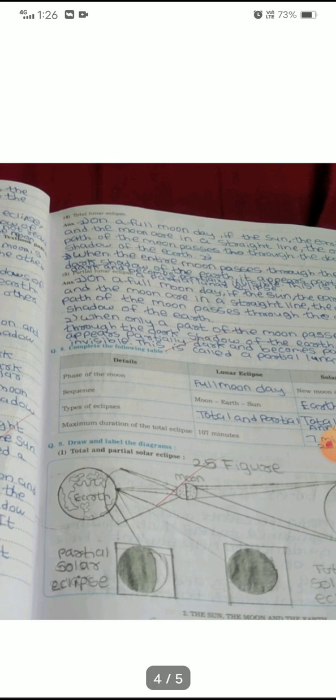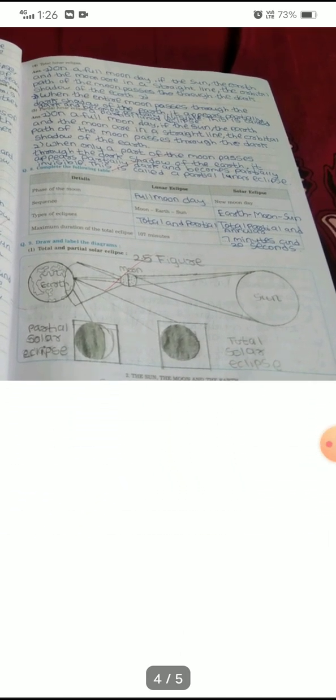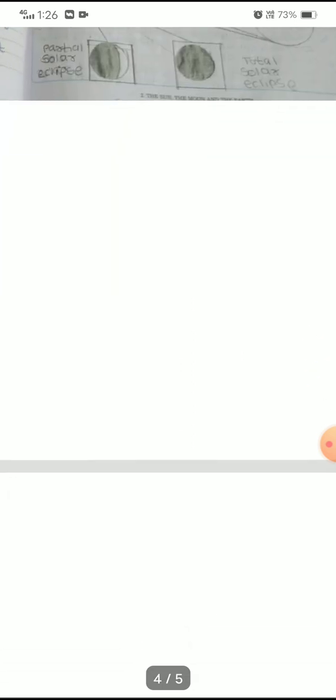Question number 9. Draw and label the diagram. Total and partial solar eclipse, 2.5 figure. Draw this figure. Annular and partial lunar eclipse. Draw figure, 2.8 figure. 2.6 figure, annular solar eclipse and lunar eclipse. Total and partial lunar eclipse, 2.8 figure.